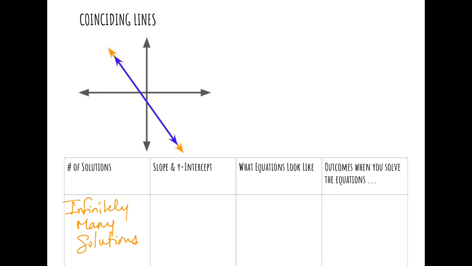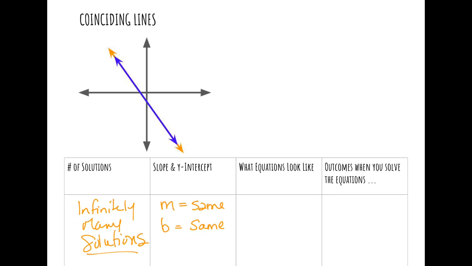So since they're the same line, their slopes and y-intercepts will be the same. And what will the equations of the same line look like? Well, you would think they would look exactly the same. And you'd be right in a sense. You just need to be careful.